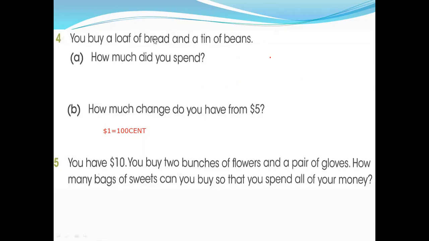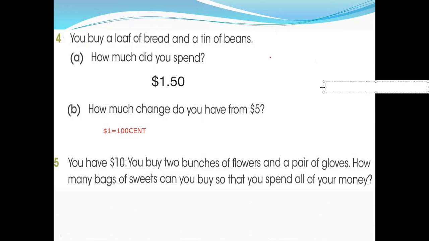Question number 4. You buy a loaf of bread and a tin of beans. How much did you spend? You can check both prices and then plus them. We just plus it. So the answer is $1.50. If we plus the cost of the loaf of bread and a tin of beans, how much change do you have from $5? It's easy. 5 minus 1.50.